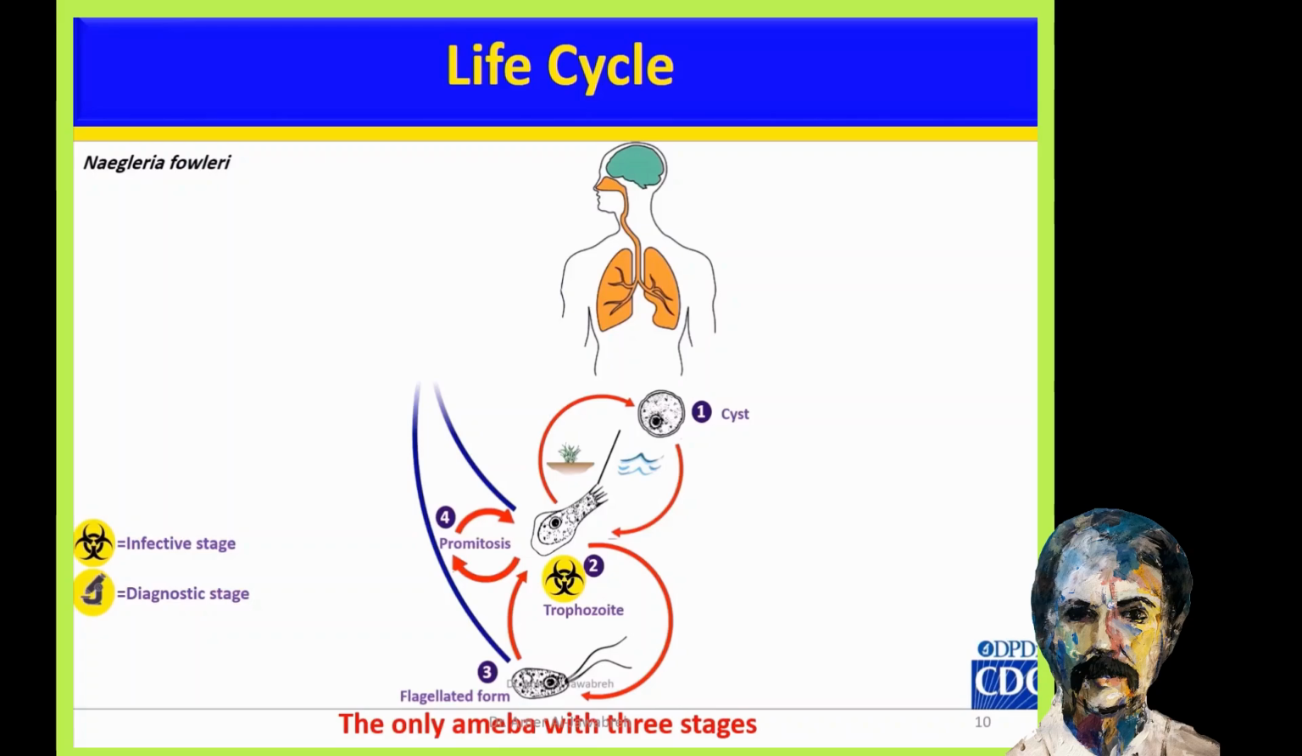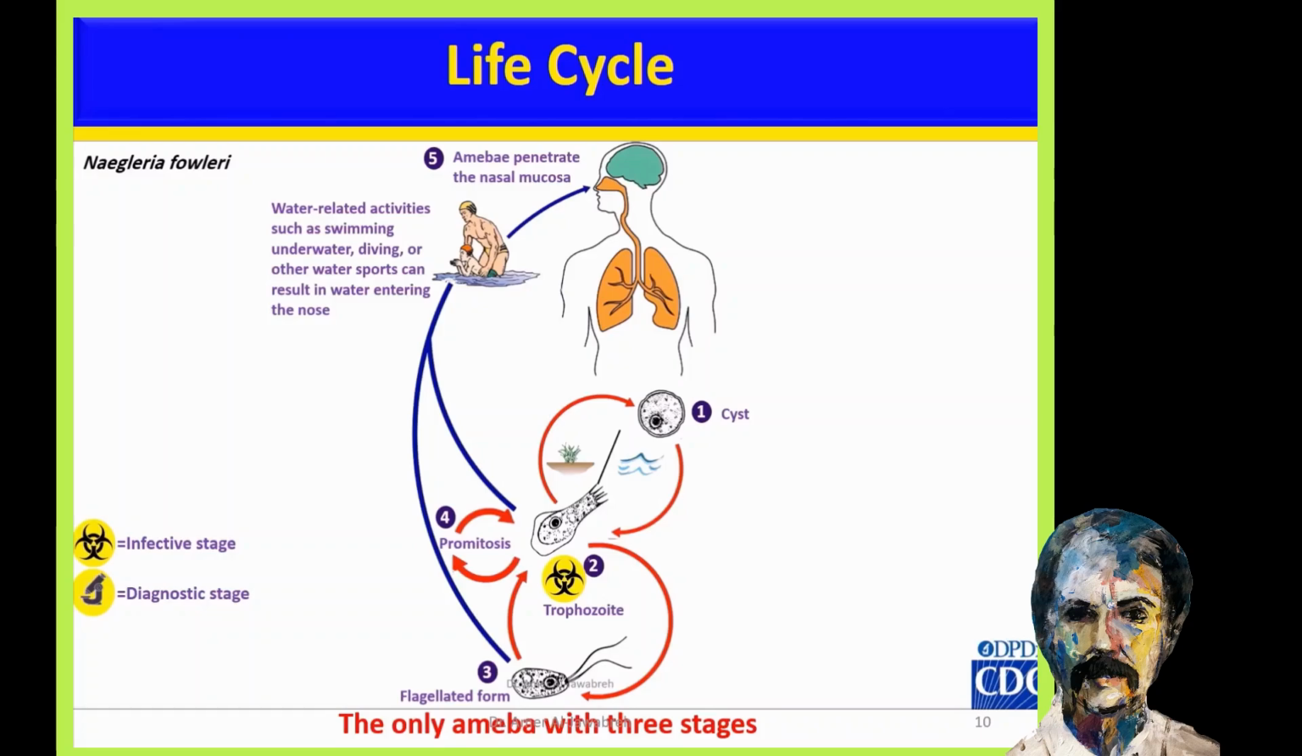The trophozoite and the flagellated form, these 2 forms are the infective stages. So you can either be infected by the trophozoite itself or the flagellated form. But the cyst does not infect you. Understood?